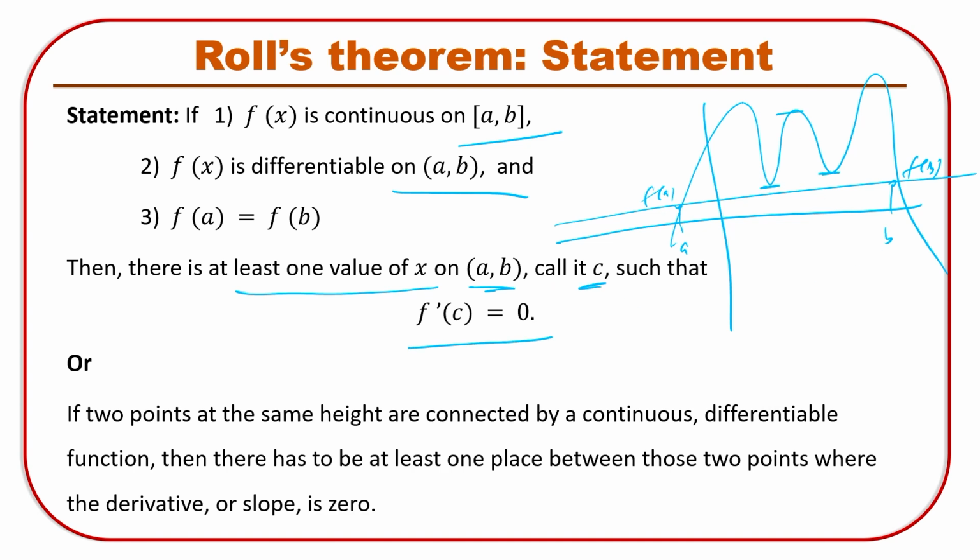There are many such C, not only one. But the theorem says at least one C, that does not define the uniqueness of C. So, there may be various numbers of such C such that f dash of C is equal to 0, right. If two points of the same height are connected by a continuous differentiable function, then there is at least one place between those 2 points where the derivative or slope is going to be 0.